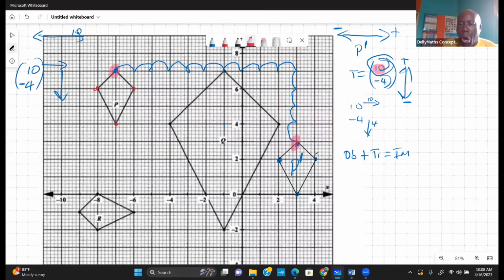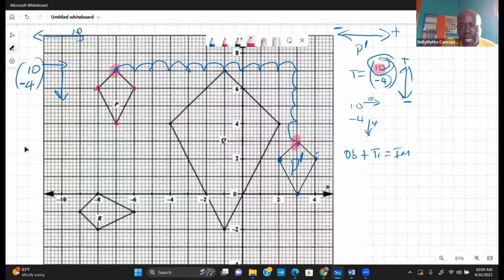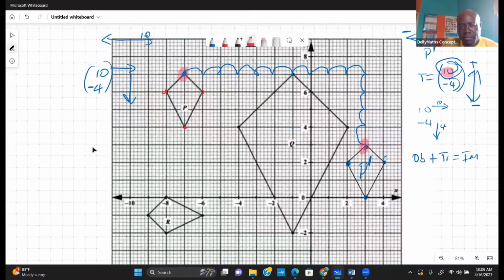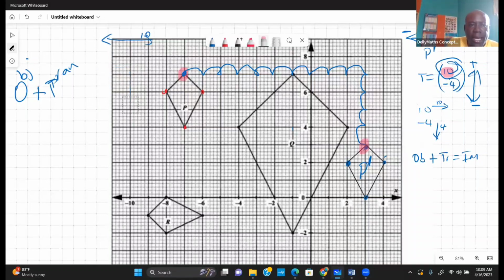Now I want to show you one other way you could do your translation. I'm trying to maximize time as well. So watch this. It is also said that your translation, make a note of this: object plus translation. Just giving a second option.